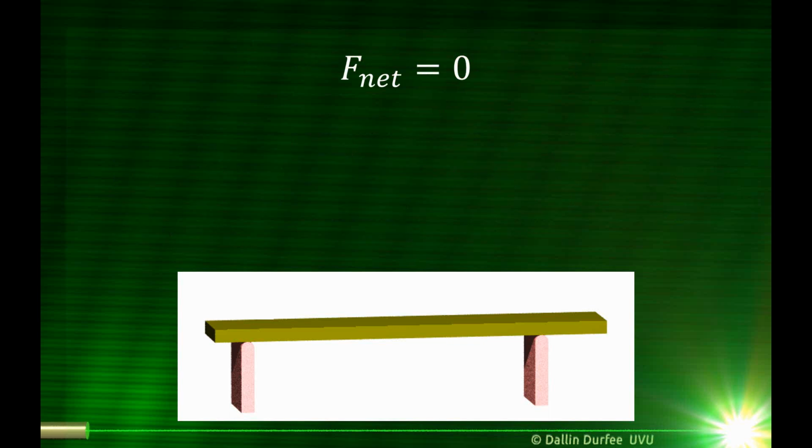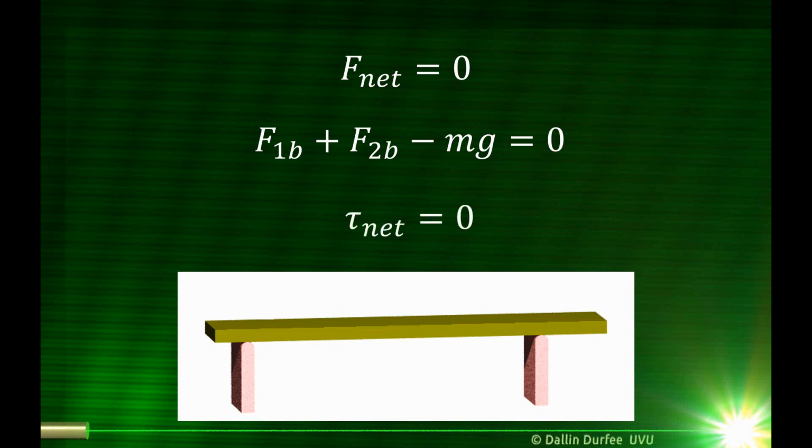So first of all, we know that for this board to be in equilibrium, it's not moving. Therefore, the net force acting on it is 0. So that means the force due to brick 1 pushing up, plus the force due to brick 2 pushing up, must cancel the force due to gravity, mg, downward. But if we want to know the force on each brick, this equation doesn't do it because it's got 2 unknowns in it. We need more information.